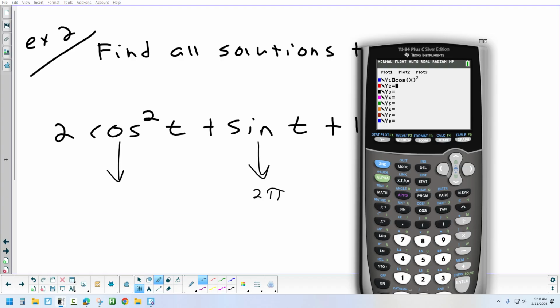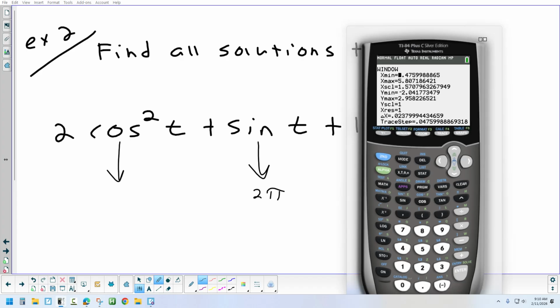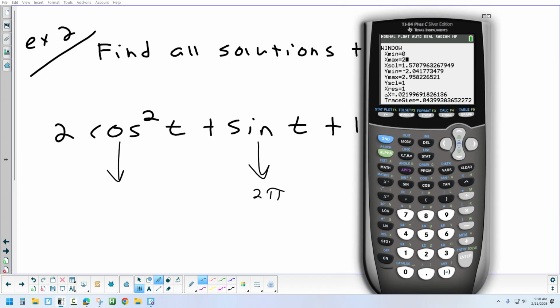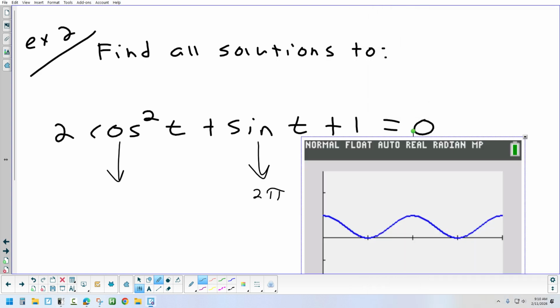Be careful when you square it that you don't do something like this. That is not the same thing in y1 and y2. This means take the x value, square it, then take the cosine. This means take the cosine of the x value first, and then square the answer after. All right, I'm going to set my window from 0 to 2 pi. Graph that's cosine squared. And I want to see if I can look at that and figure out the period.